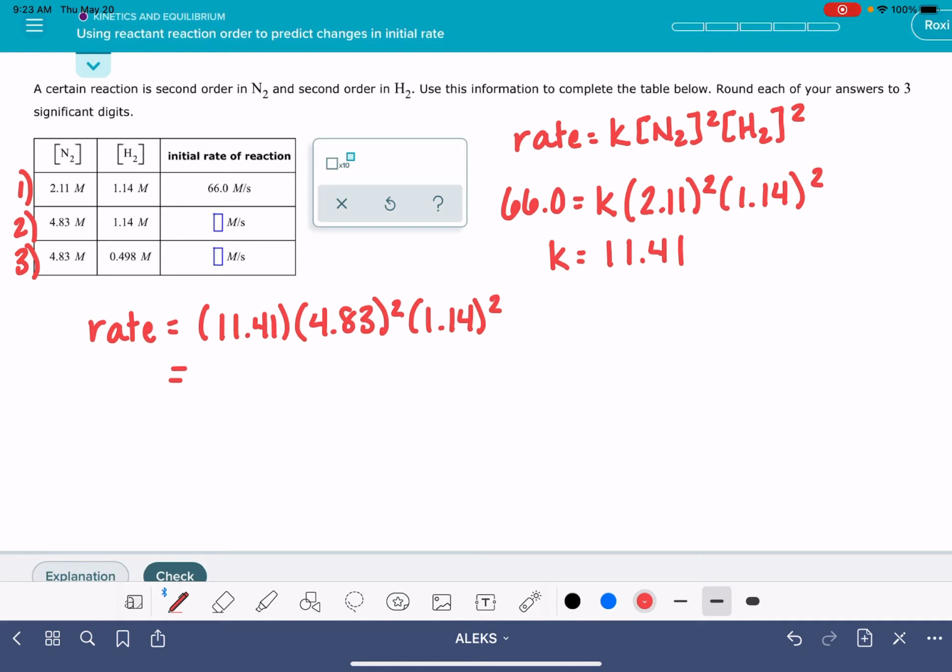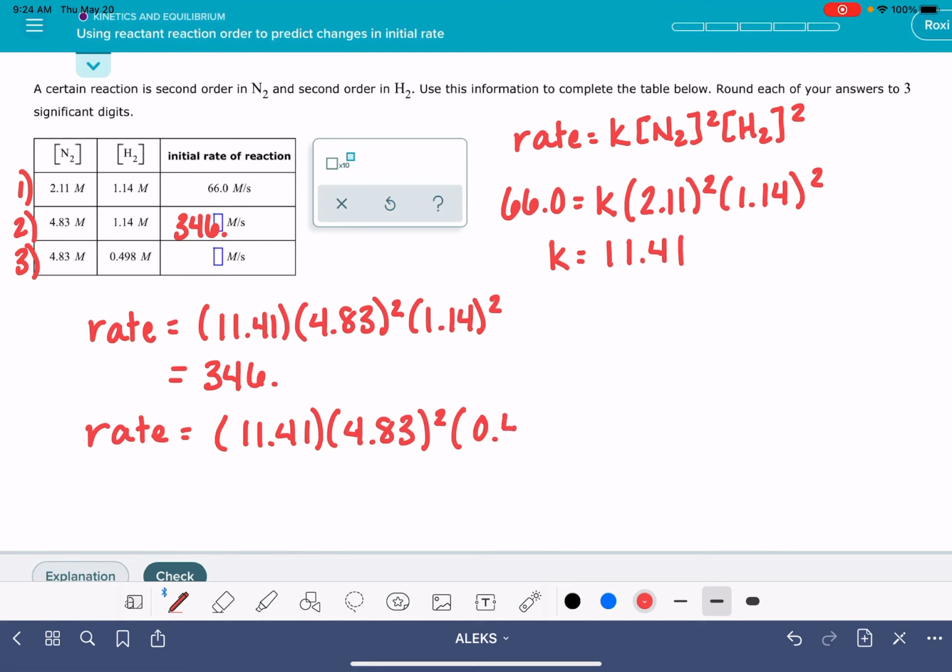For part number 2, I'm getting 346. And then for row number 3, we're going to do the same thing. Use that same rate constant, 11.41. The concentration of N2 is still 4.83. That still needs to be squared. The concentration of H2 is 0.498, also squared. And this is 66. To 3 sig figs, we need to say 66.0.